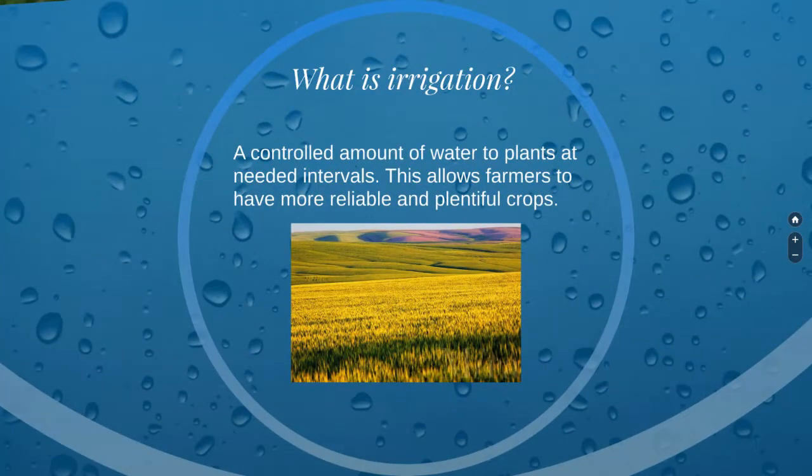Irrigation is just a controlled amount of water given to plants at needed intervals, so it allows farmers to have a more reliable and plentiful crop. So it's really important for farmers to be able to grow their crops and make sure they don't die, because that's how they make their livelihood and that's how we get the food that we eat today. So just making sure that they have enough water and can give it to their crops whenever they need, so that there's a lot of them for them to sell and for us to eat.